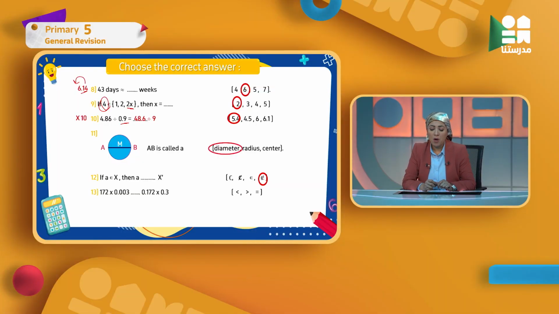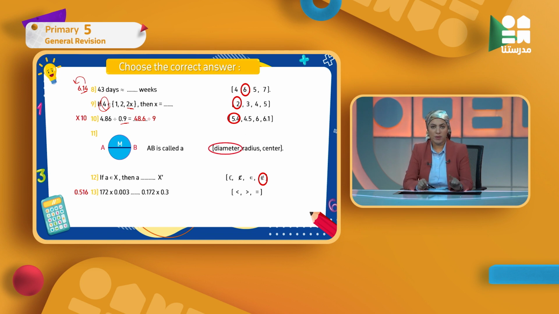So here 172 times 0.003 is going to be 0.516 because of course here I have 3 decimal places after the decimal point. So after I multiply 172 times 3, I have to place the decimal point after 3 decimal places and start the count from your right hand side.